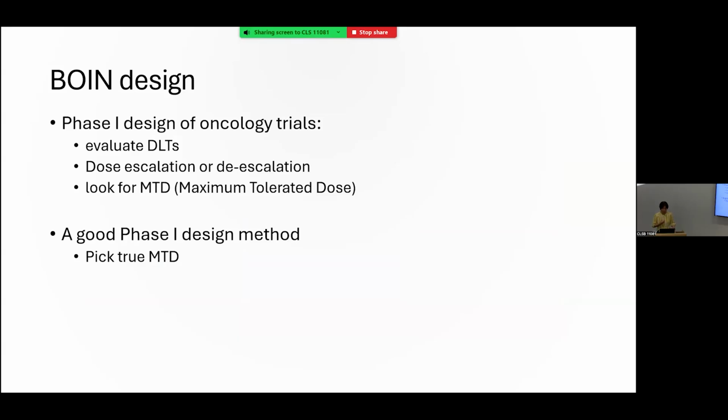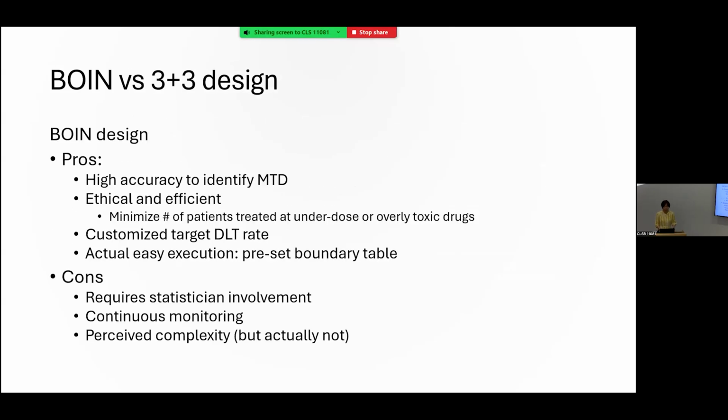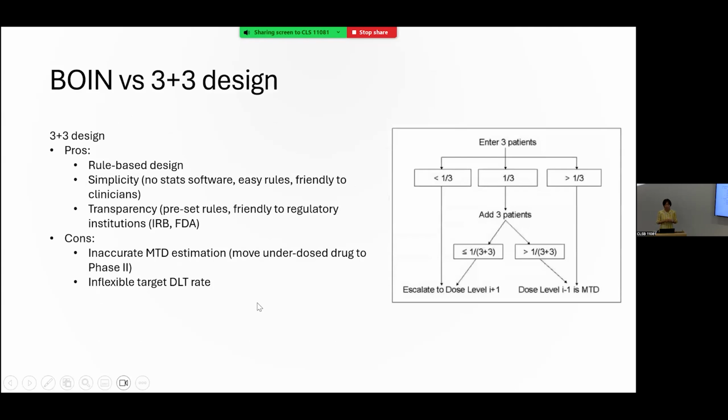So a good phase 1 design method is the one that can enable us to pick the true MTD. So in the past 3 decades, starting from 1990, 3+3 design, which I think most people have heard about, has dominated the phase 1 clinical trial due to a couple of very desirable features. But first, I will just go over what a 3+3 design is.